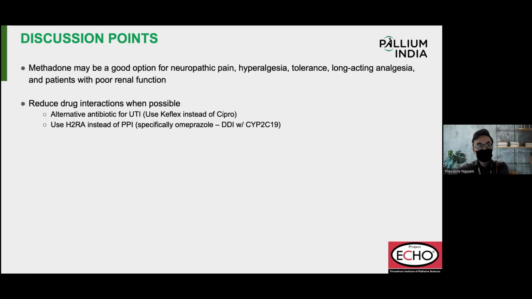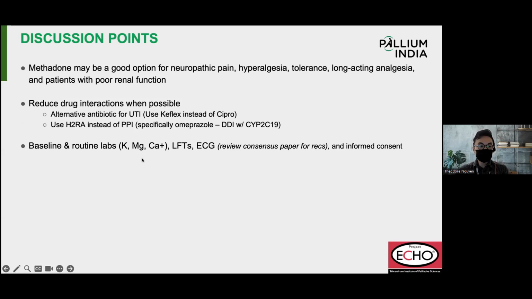He was getting omeprazole for GERD, but that can potentially cause some interactions with the CYP2C19. So you can consider switching to an alternative therapy such as an H2 receptor antagonist, so a medication like famotidine. Baseline and routine labs that we would want to get include the potassium, magnesium, calcium, LFTs, and an ECG. And again, I would refer to the white paper consensus for those recommendations. And then again, discussing risks and benefits with patients and getting informed consent.